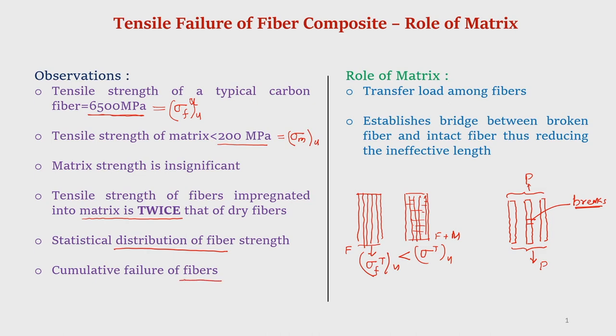So, the adjacent fibers are overloaded, therefore the chance of the adjacent fiber breaking becomes more. This is called cumulative fiber breakage. The weakest fiber breaks, thereby overloading the adjacent fibers. So another fiber breaks, therefore again overloading the remaining fibers. So this is called cumulative fiber breakage, and because of that, even though the strength of the fiber is estimated to be 6500 megapascal, it is observed that a dry bundle of fiber actually fails at a stress much lower than that.